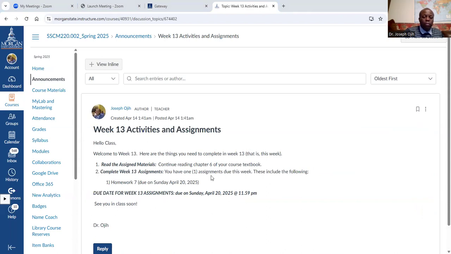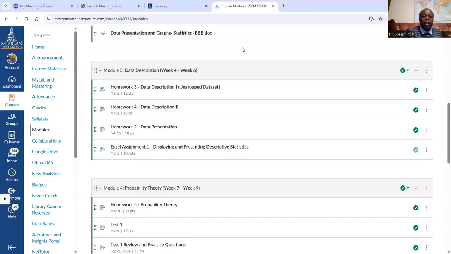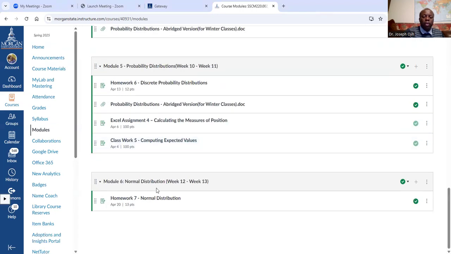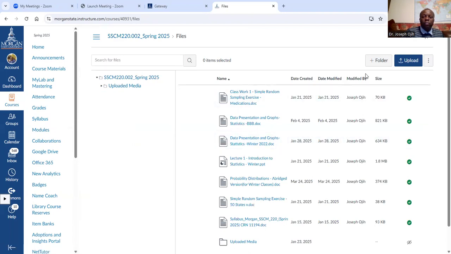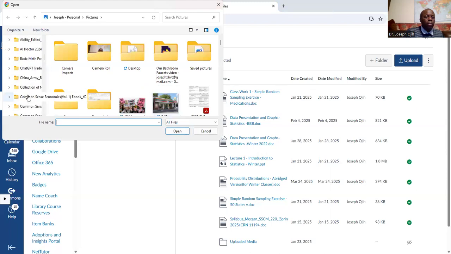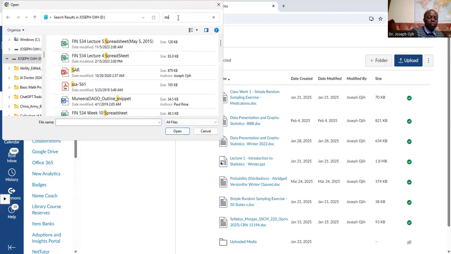which is normal distribution. Remember, you can access all this by going to the modules and then scrolling down to the week, which is here. I'm going to put those tables here so you can print them. Let me add them now, so you can download them at your convenience and print them out. I'll upload this statistical table here.